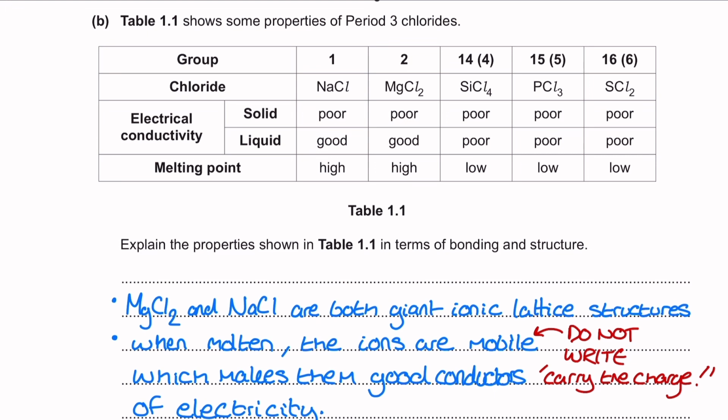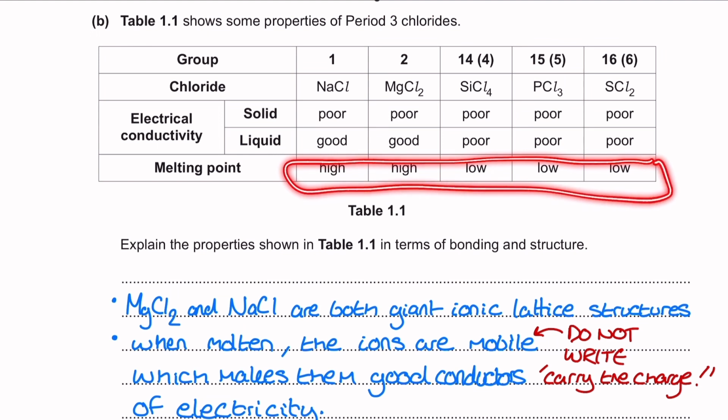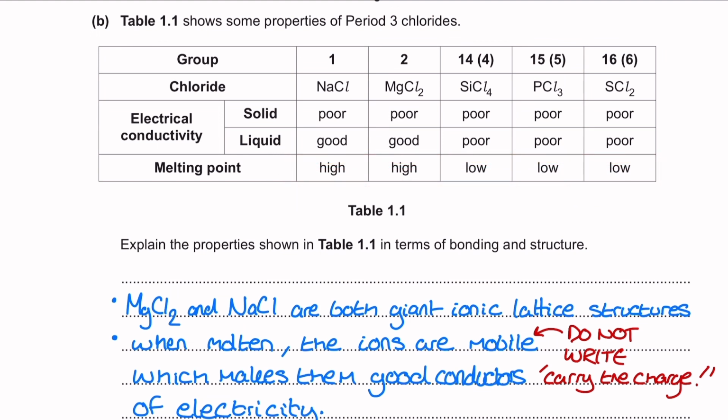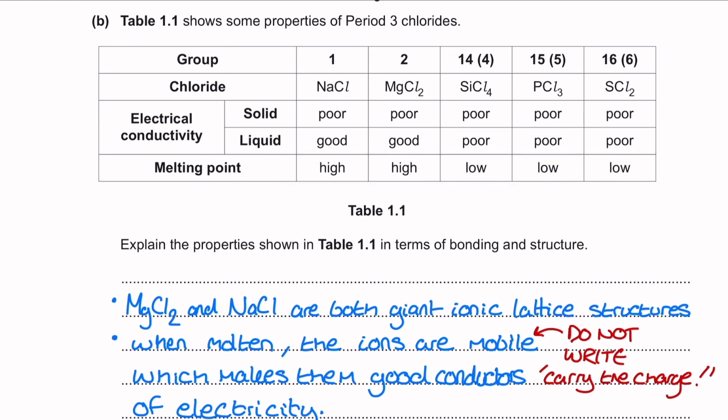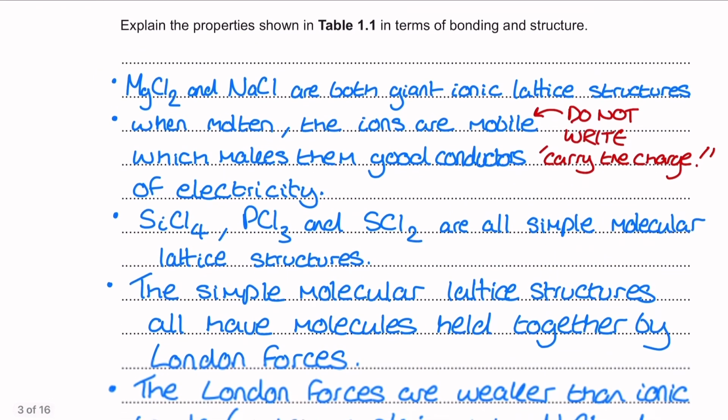When it comes to the melting point, well, we can angle our answer in either direction, really. But because we've got a distinctive difference here between high and low, it's quite clear cut for this. There's no difference in solid and liquid, as you can see, like we've got here for the electrical conductivity. With melting point, we've just got this clear-cut difference of high versus low with the giant ionic lattice structures versus the simple molecular lattice structures on the right-hand side. So let's have a look at the answer.